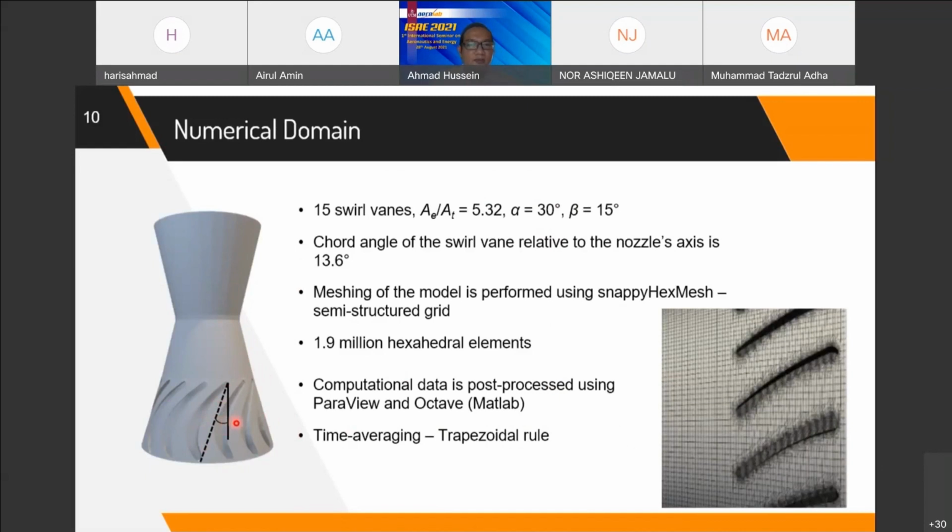And the meshing of the model is performed using snappyHexMesh to produce a semi-structured grid. So basically, away from the vanes, the grid is structured, while close to the vanes, the grid is unstructured to capture the surface of the vanes. Overall, the number of hexahedral elements is 1.9 million, and the post-processing was done using ParaView and Octave. The time averaging uses the trapezoidal rule.